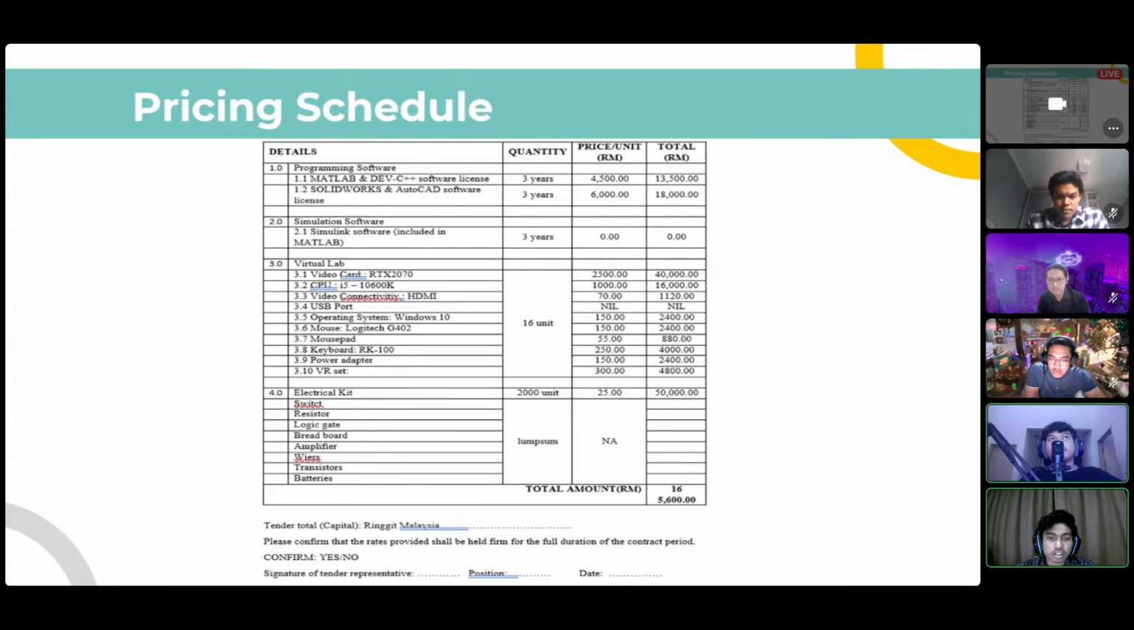So next for electrical kit, for the electrical kit we have such as switch, resistor, logic gate, breadboard, amplifier, wires, transistor, and batteries. All of this kit will come together for 2,000 units, and each unit will come with 25 ringgit. So the total amount of all of the items that are required is 165,600 ringgit. Next.